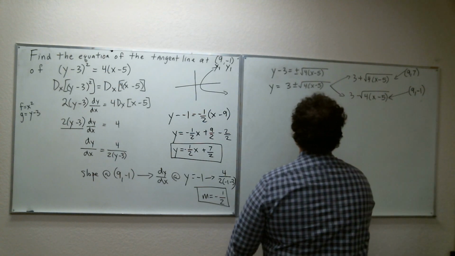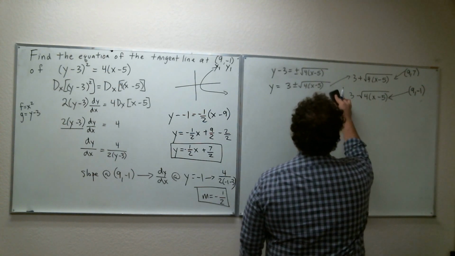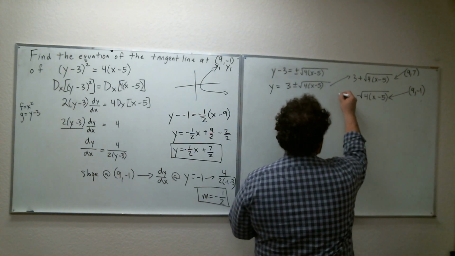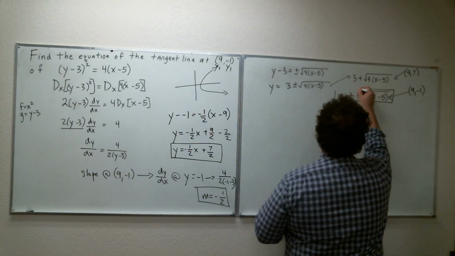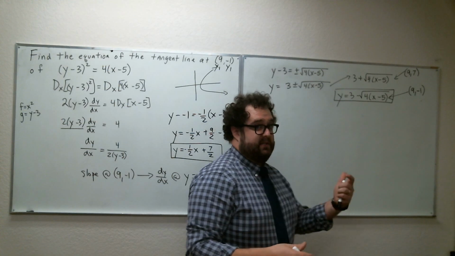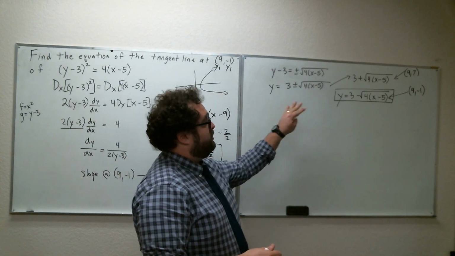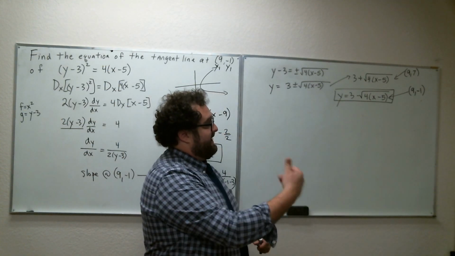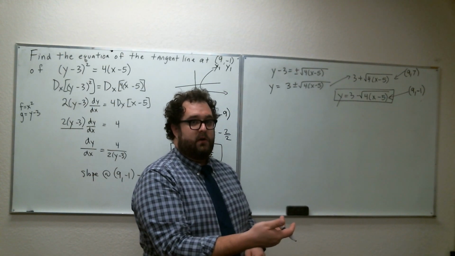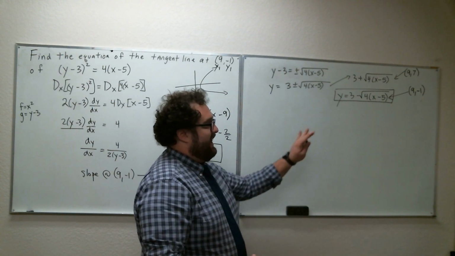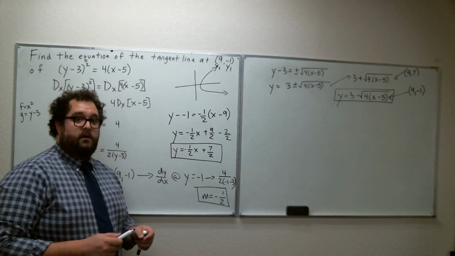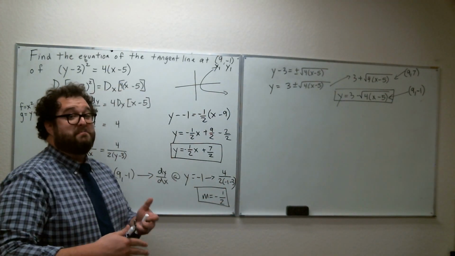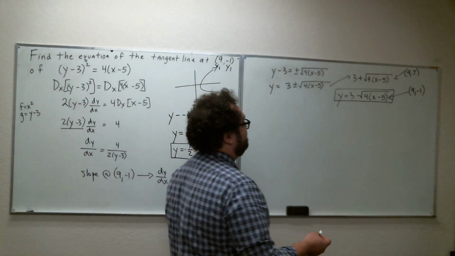So here is the bottom half of the parabola explicitly defined. So if we take the derivative of that explicit function, we can then evaluate it at x equals 9, and we should get the exact same result we did here. Hopefully, as long as I didn't make any errors, that is.